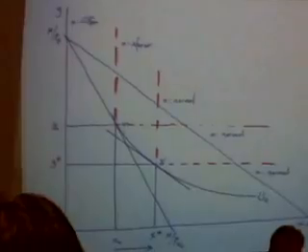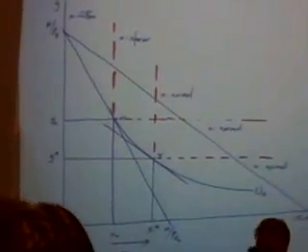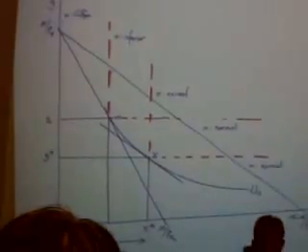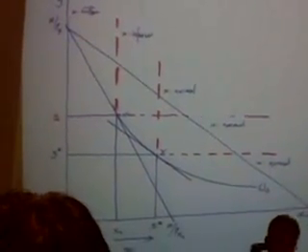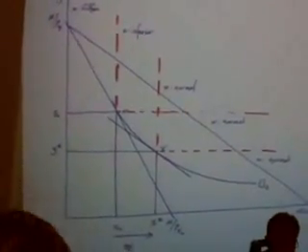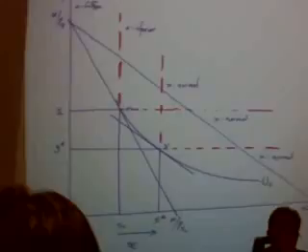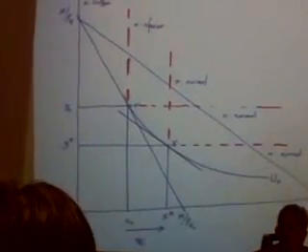Okay, that's the normality of good X. How about Y? Well, the price of Y hasn't changed, so I can't determine the normality of Y with respect to income and substitution effects. But I can by thinking about basic income elasticity of demand. If my income goes up and I buy more of something, it's normal.